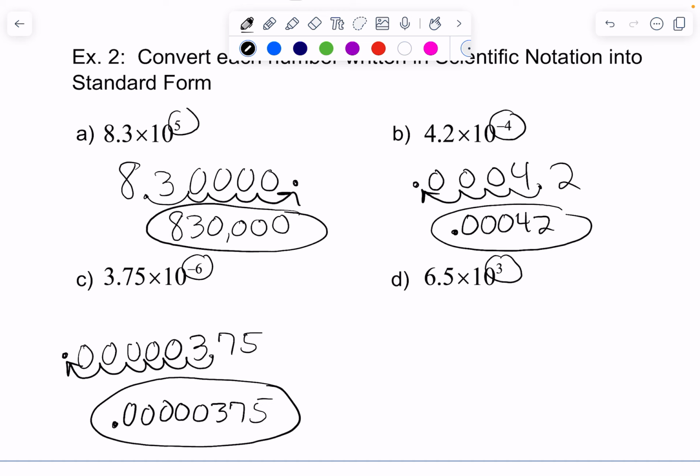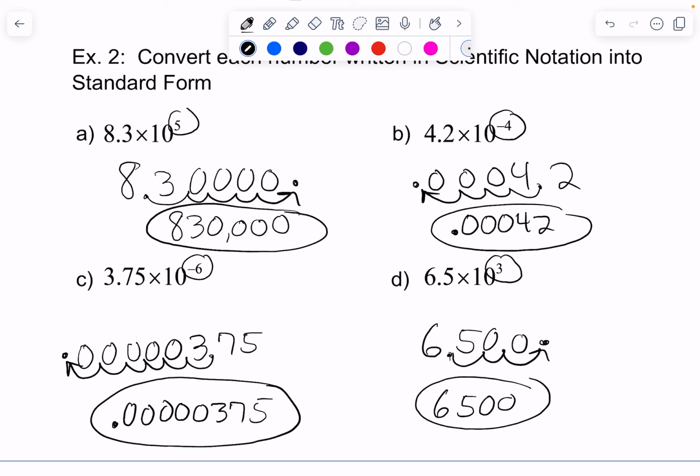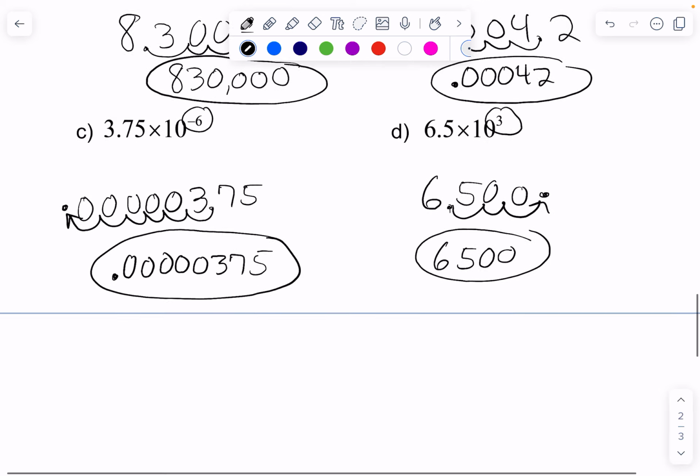6.5 times 10 to the positive third power. That means I'm going to move my decimal 1, 2, 3 to, let's do that again, 1, 2, 3 to the right. Place my decimal, fill in the gaps with zeros, and I've got 6,500. It's that simple. All right, let's wrap this up.